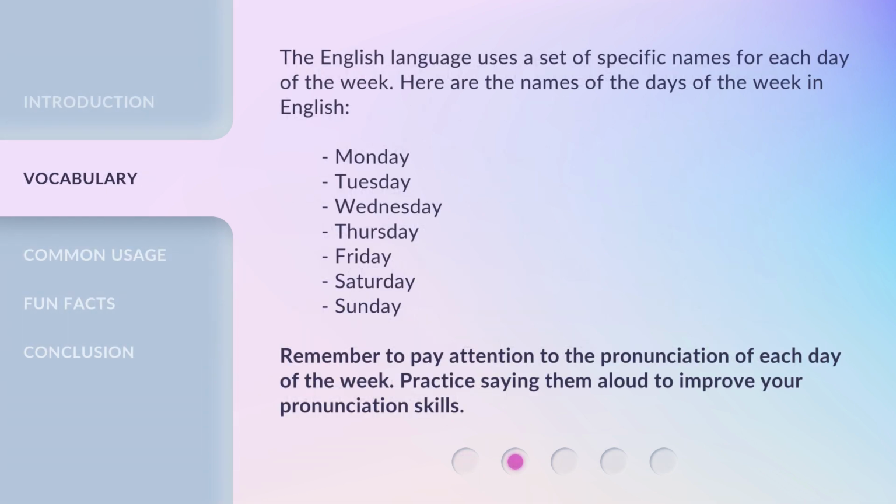The English language uses a set of specific names for each day of the week. Here are the names of the days of the week in English: Monday, Tuesday, Wednesday, Thursday, Friday, Saturday, Sunday. Remember to pay attention to the pronunciation of each day of the week. Practice saying them aloud to improve your pronunciation skills.